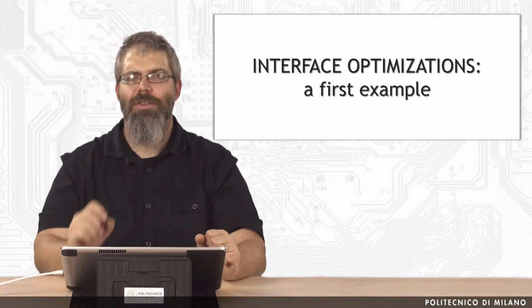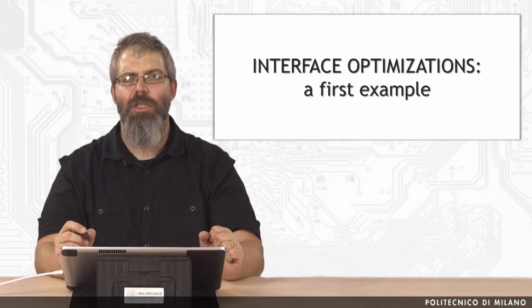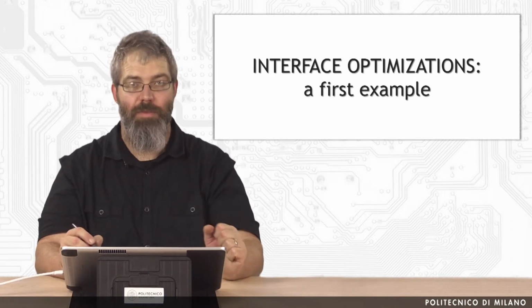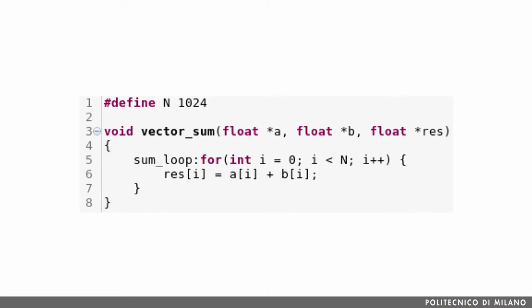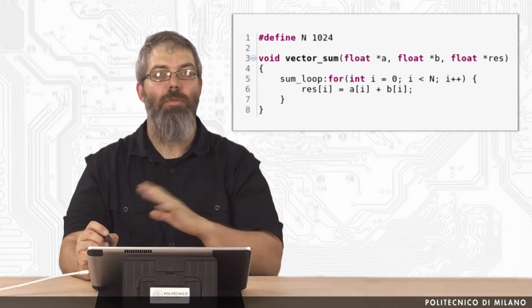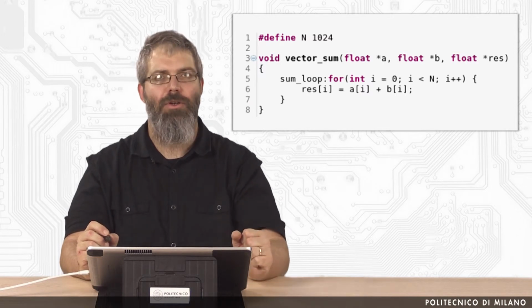Alright, so let's consider a very simple C function that we wish to accelerate on a target FPGA. This C function receives as input two single precision floating point vectors and produces as output their sum. For simplicity, we assume that the length of the vectors is fixed to n equal to 1024 elements. Our goal is to implement the function as an SDAccel kernel.